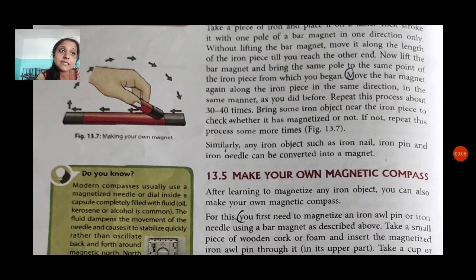Bring some iron objects near the iron piece to check whether it has magnetized or not. If not, repeat this process some more times. You can see this in figure 13.7. Similarly, any iron object such as iron nails, iron pin and iron needle can be converted into a magnet. So using this activity you can make your own magnet.